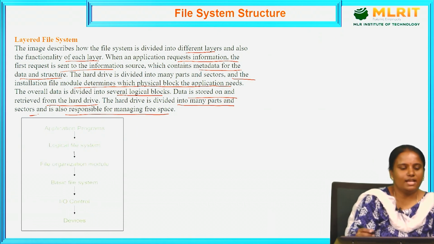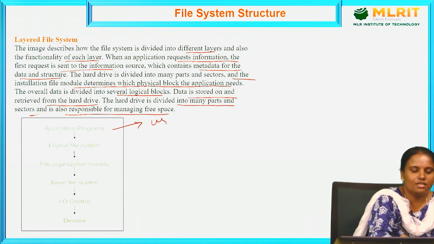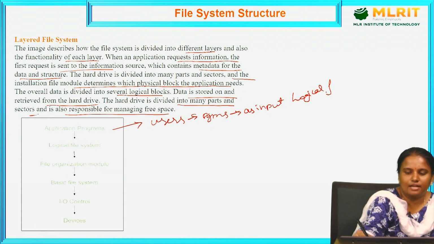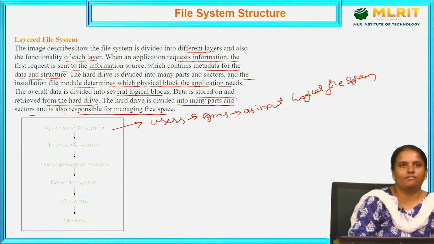So first one is application programs. Here the user starts the programs and gives them as input to the logical file system. So what the application programs do here is, the user starts writing the programs and takes it as input and gives it to the logical file system.